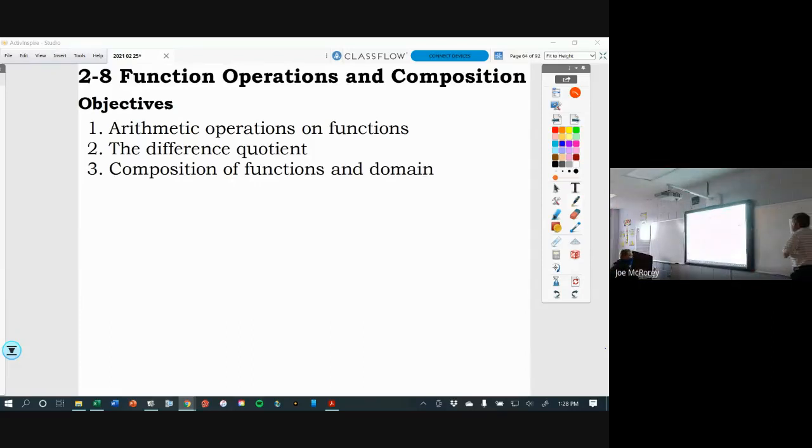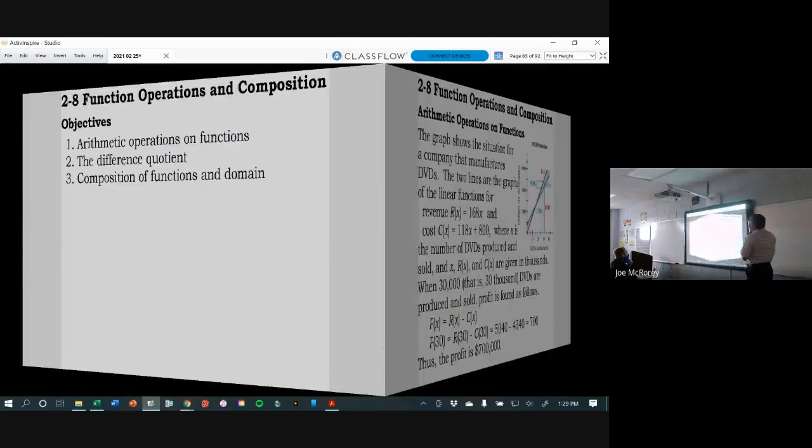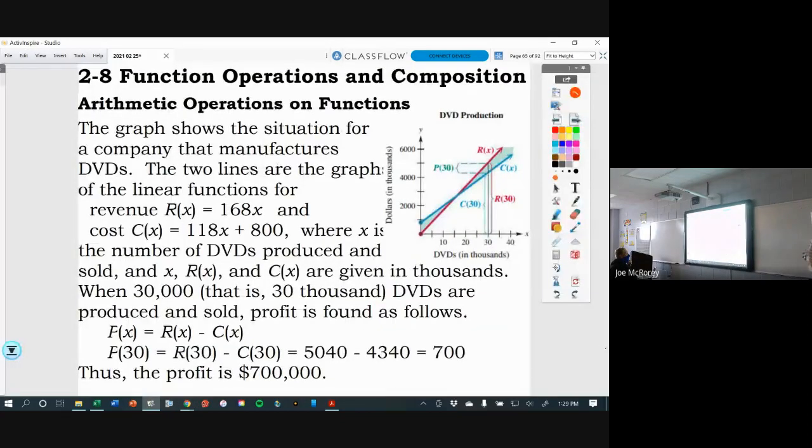Section 2.8, function operations and composition. We're gonna do arithmetic operations on functions, difference quotient. Difference quotient is probably the area that might get you the most if you're not careful. A composition of functions is a lot easier than people make it out to be initially. We will not finish 2.8 today, we will finish 2.8 tomorrow.